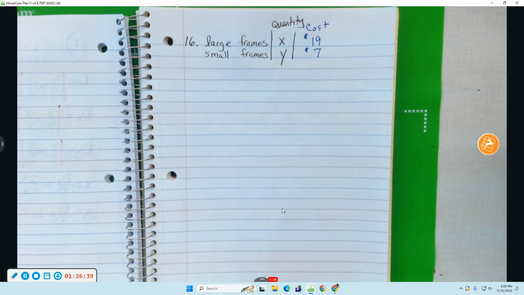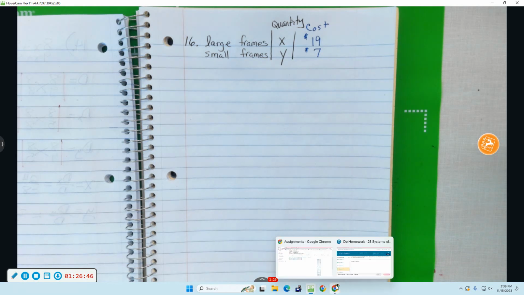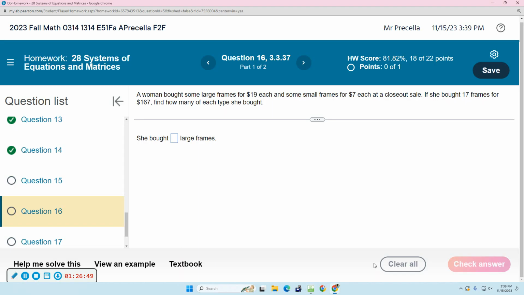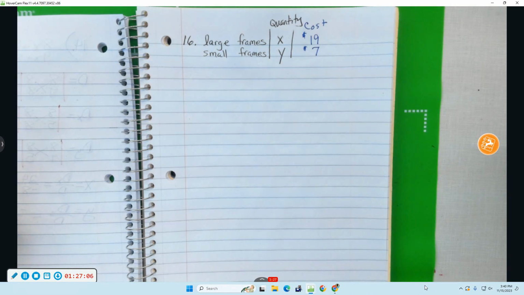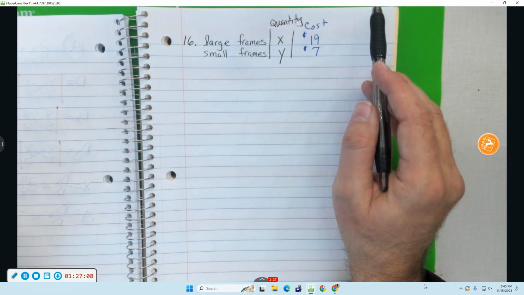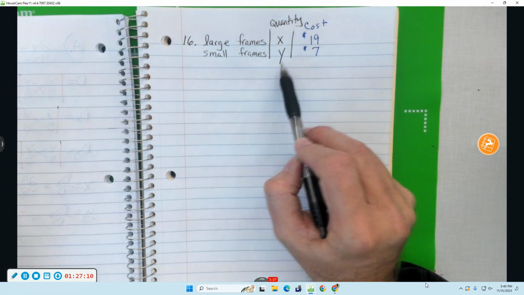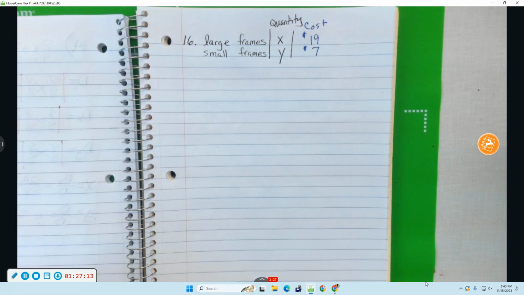Now, if we're going to write equations, we've got to have equals. So let's look back at the problem. Maybe they gave us some totals. What do you think? Did they? I think they did. She bought a total of 17 frames. And they even gave us the total amount she spent, $167. Is that a total quantity or a total cost?